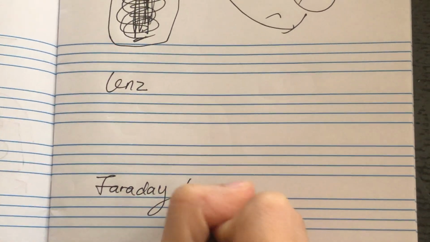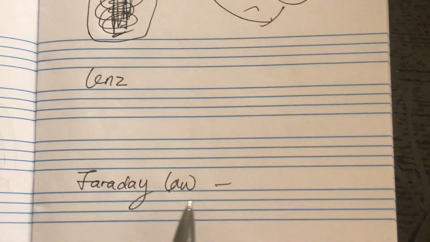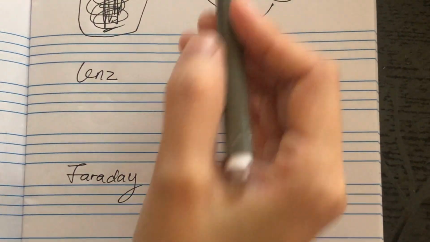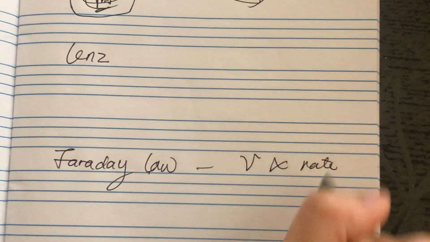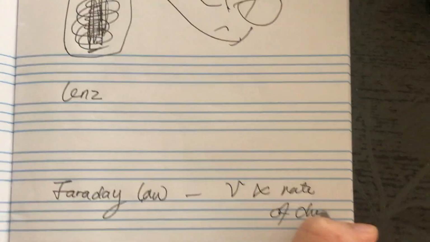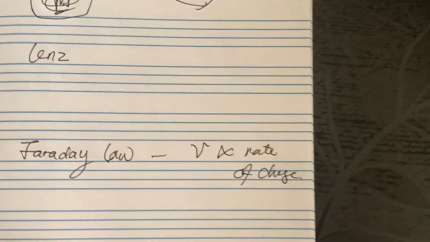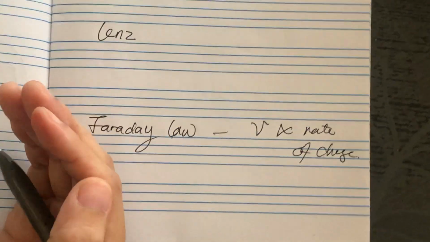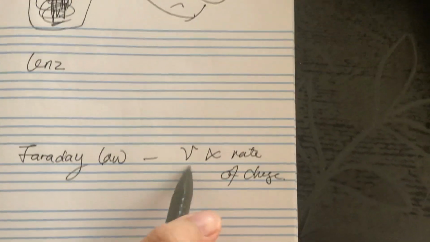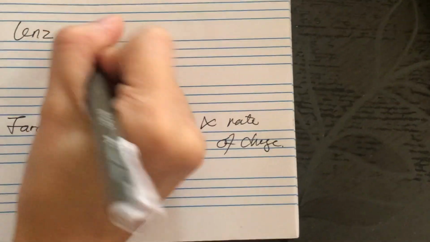Faraday's law is very easy. Faraday's law just states that the induced EMF produced, the voltage produced, is directly proportional to the rate of change of relative motion. It means that the more you cut, the more EMF you get. Okay, so what is Lenz's law?